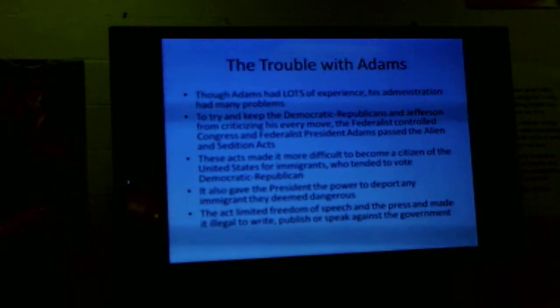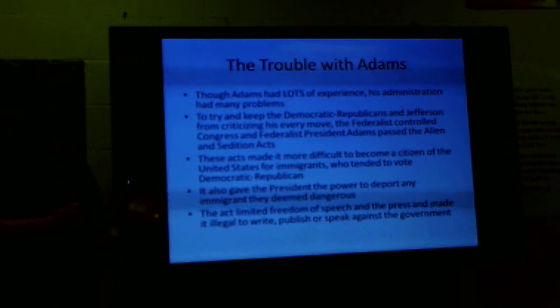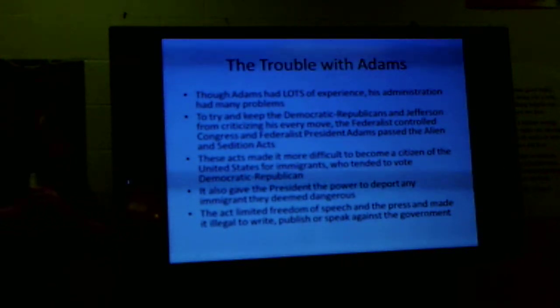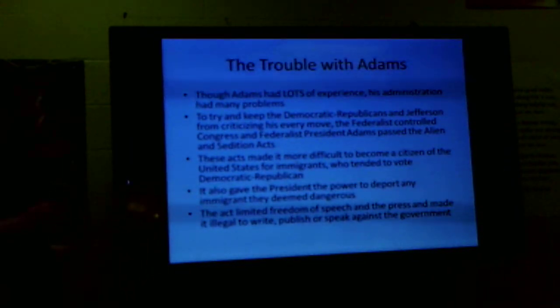That's going to be the thing that's going to mess him up. So the trouble with Adams is that, first of all, he had lots of experience, but his administration had lots of problems. Being the vice president of the United States under Washington, he had more executive experience than anybody else who was running for office. He was a natural choice. He was smart.